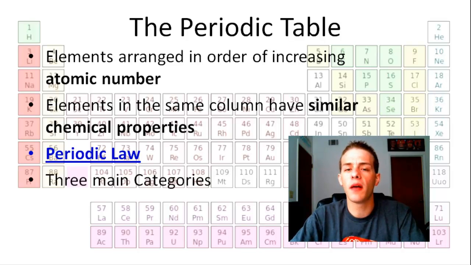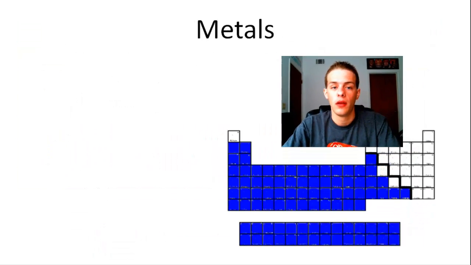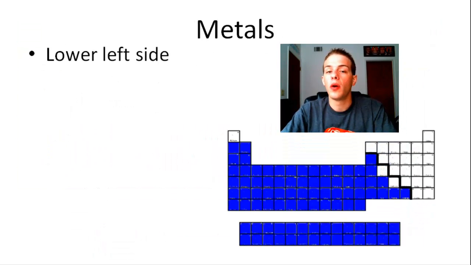Moving right along, we basically have three main categories of our elements, which are metals, nonmetals, and metalloids. Starting with metals. Metals are on the lower left side of the periodic table, and as you can see, there are more metals than any other type of element. There are more metals than there are nonmetals and metalloids combined.